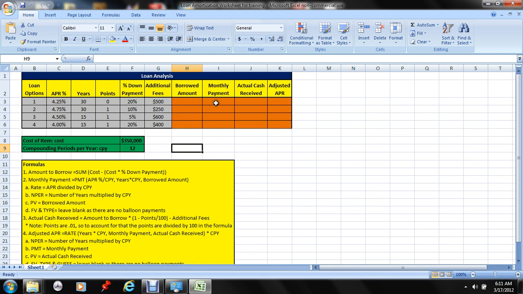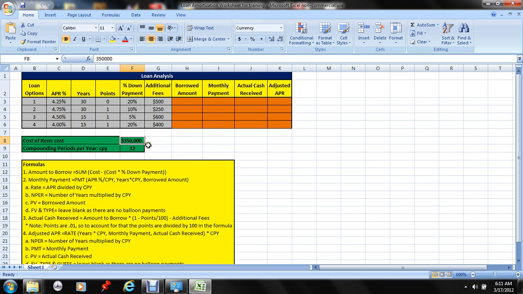And finally, the area that we're really going to be focusing our attention on is building formulas in each of these areas to calculate the borrowed amount, the monthly payment, the actual cash received, and the adjusted APR. To make this simple, when building the formulas, the first thing I'm going to do is name the green cells for the cost of the item and the compounding periods per year.